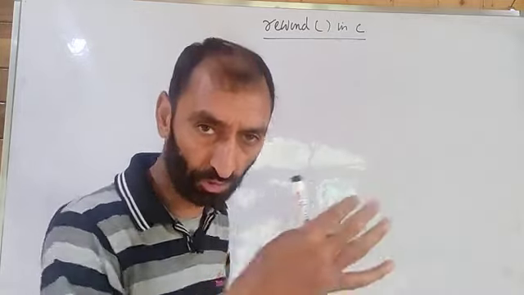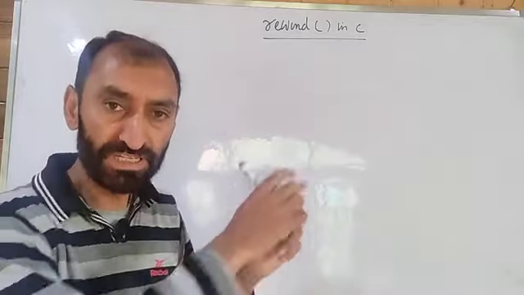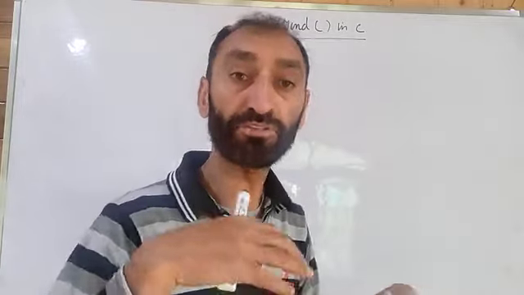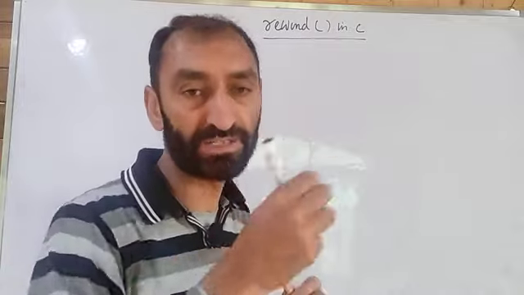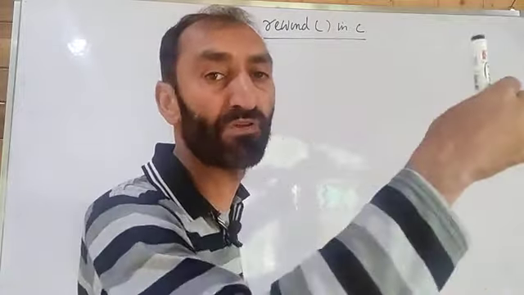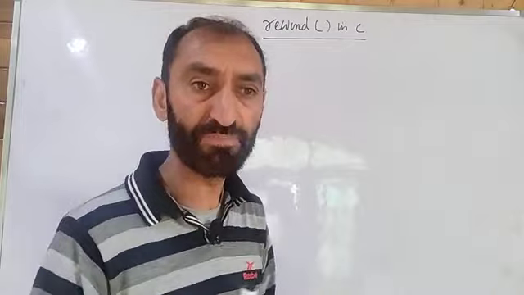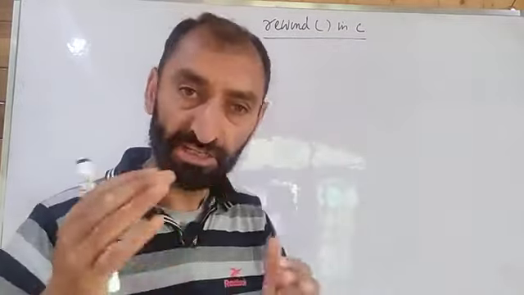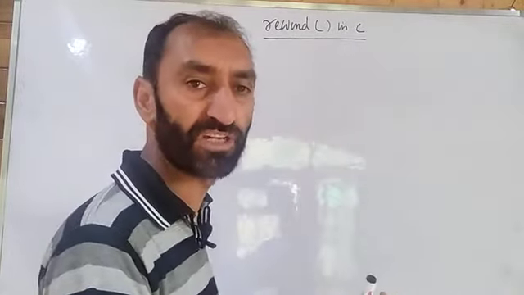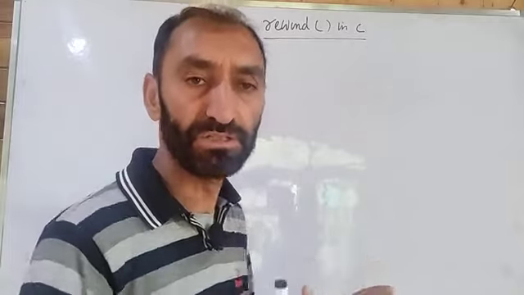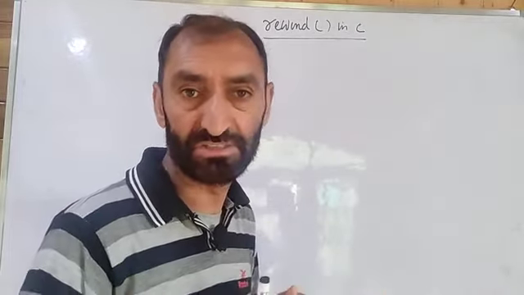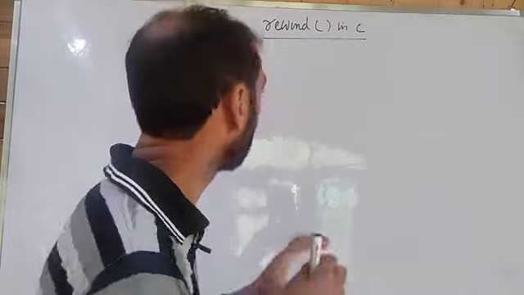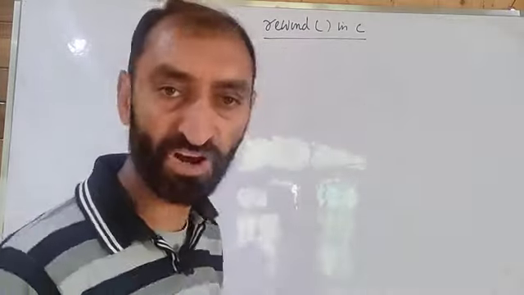As I have already told you in the previous video, these special functions play an important role while we are accessing files randomly. While we are accessing the contents of files randomly, functions such as rewind, fseek, and ftell are very advantageous. So, today's topic is the rewind function in C.